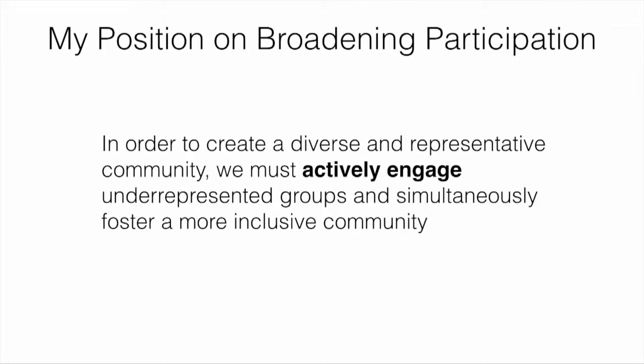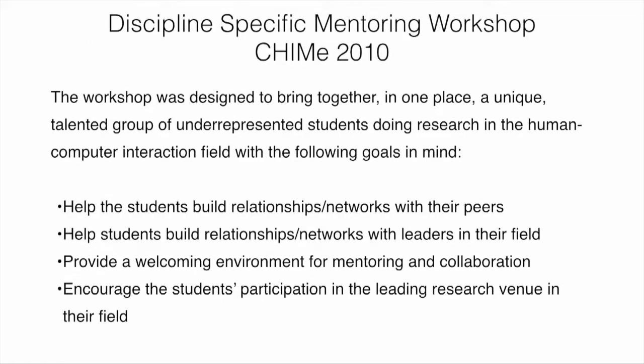And so as an example, one of the things that we did in the CHI community, and when I say we, it was myself and Manuel Perez-Quinones, is that we organized a mentoring workshop in 2010. We called it the CHI Mentoring Workshop. And it was essentially designed to get a bunch of graduate students, so underrepresented graduate students, with the intention of helping them build relationships and networks with their peers, so a cohort within the CHI community, building relationships and networks with the leaders in their field, which we know is incredibly important to start promoting people, to provide a welcoming environment for them to get that mentoring and also to start some collaborations in terms of research, and to encourage their participation in STEM in the venue, so in CHI in particular.